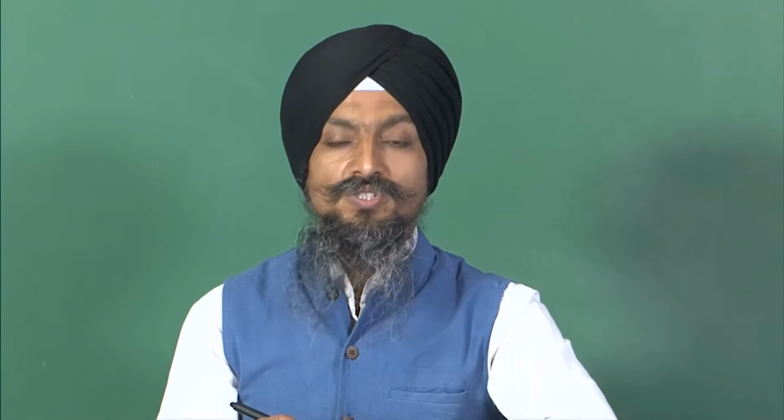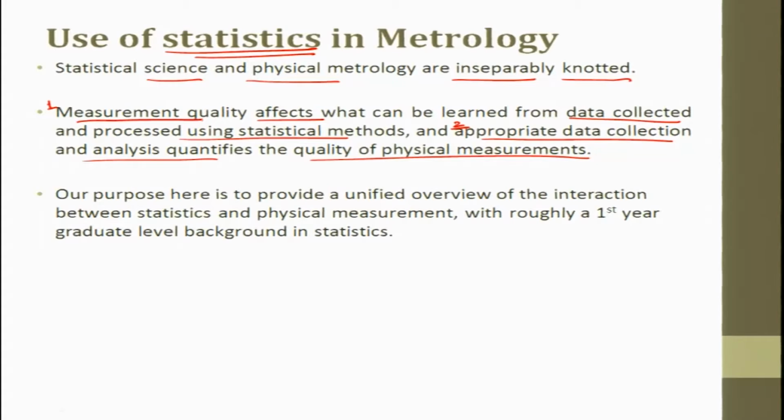Data could be valid or data could be reliable. It should be both. So the data has to be valid and reliable. Sometimes the data is not valid but reliable; we'll see this in the context of accuracy and precision in the forthcoming slides. So measurement, that is metrology, affects what kind of data is collected, and appropriate data collection and analysis quantifies the quality of physical measurements. Point 2 is done by statistics.